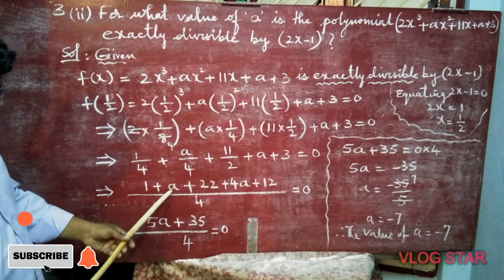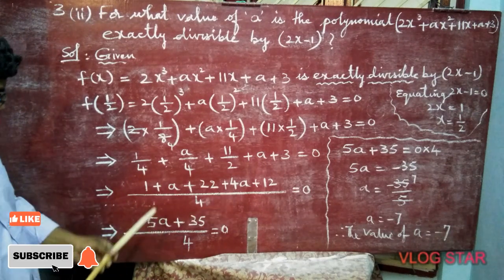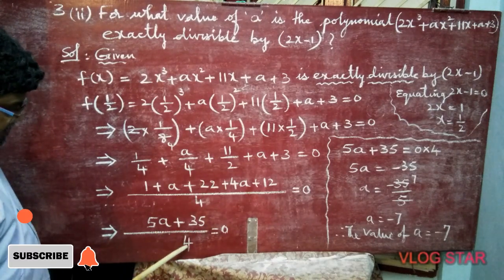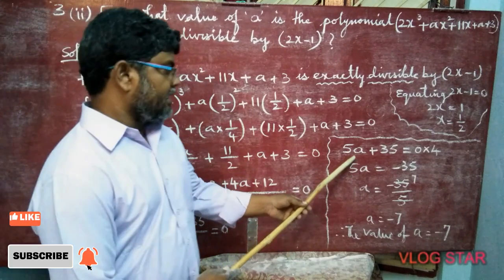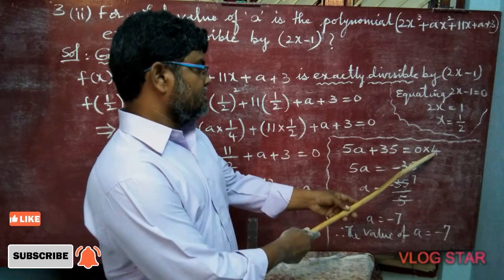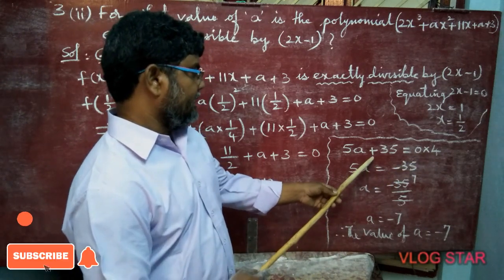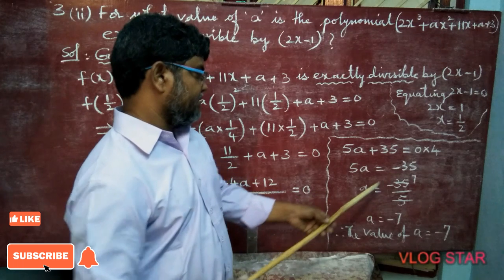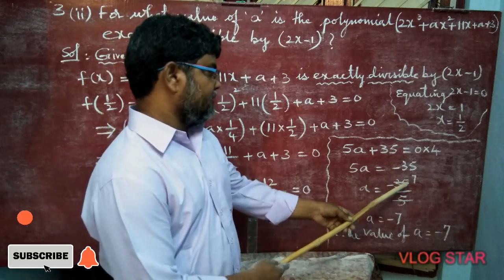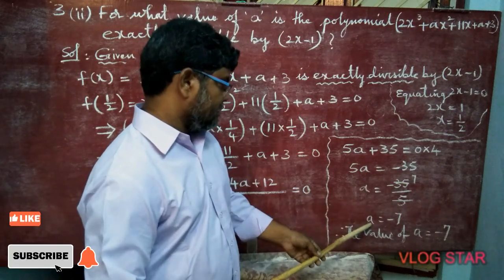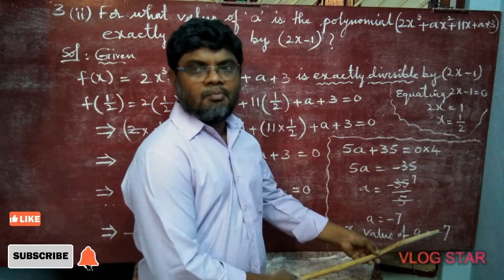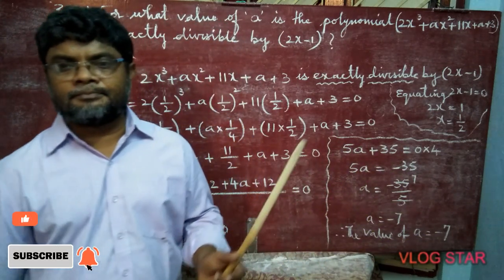Now add variables. a plus 4a is 5a. 1 plus 22 plus 12 is plus 35. Do cross multiplication. 5a plus 35 is equal to 0 into 4. We will get 4 zeros are 0. So take this plus 35 that side, minus 35. a is equal to minus 35 by 5. 5 goes in 35 7 times, so minus 7. Therefore, the value of a is equal to minus 7.